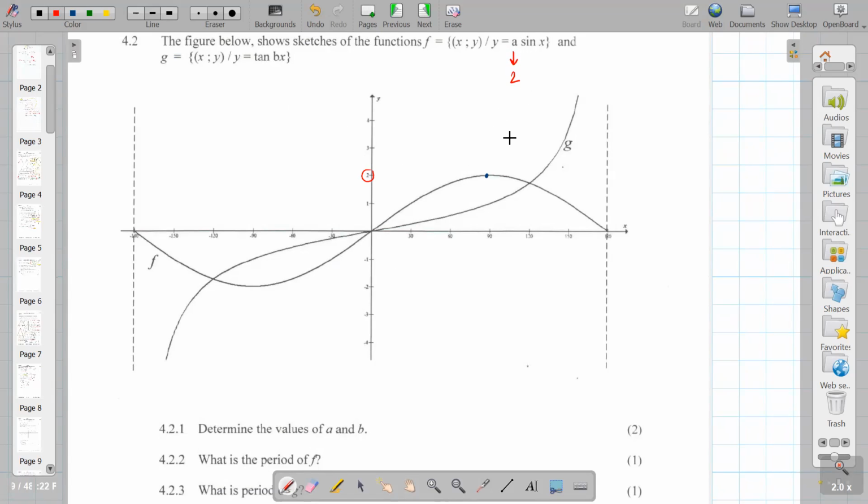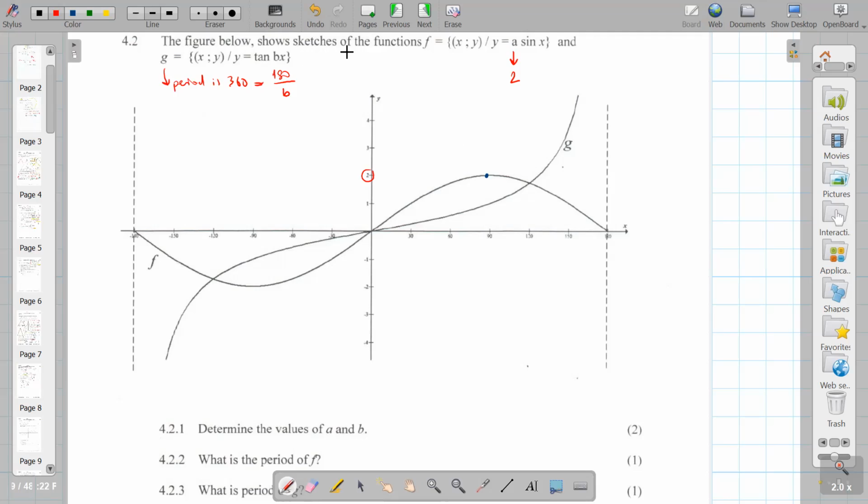And then what about the period? Period of tangent. See, the period of this is 360, because it goes all the way from minus 180 to 180. So its period is 360. Now, how do I get 360? Dividing 180 by b.